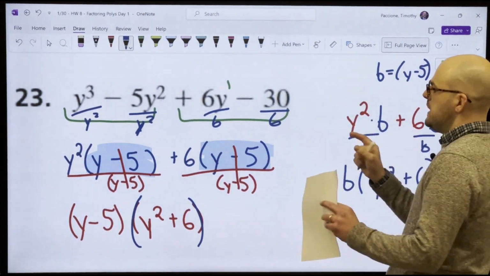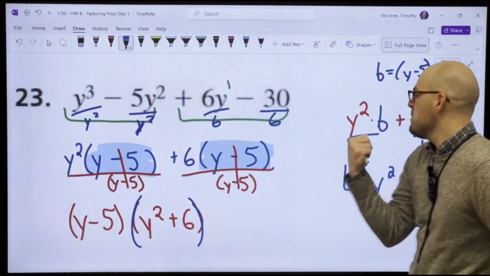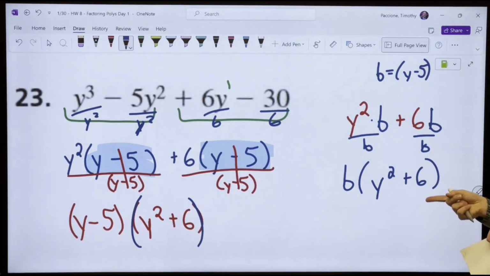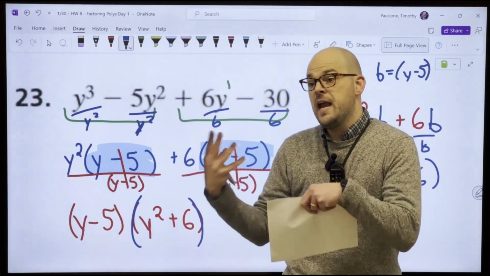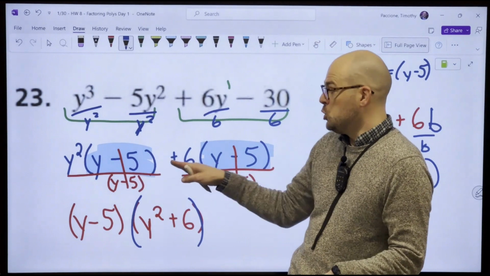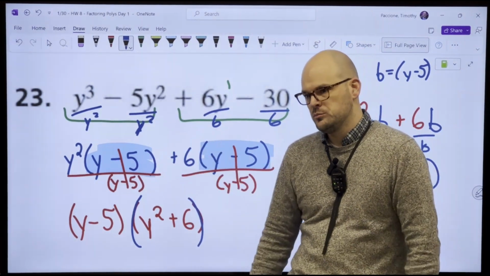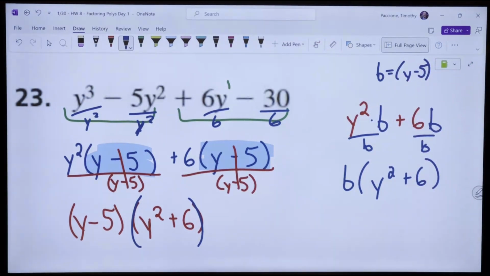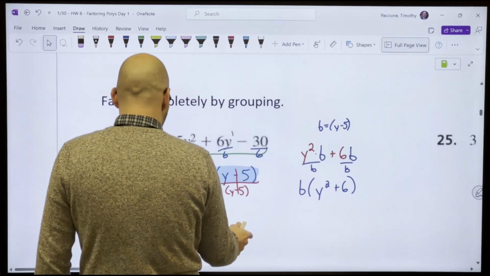This is confusing, so I took out the y minus 5 and I put a b in its place, and then you could see it, right? But now take the b back out and put y minus 5 in, and it's the same concept. It just looks crazier because your GCF is a whole binomial. Okay? All right. Any other questions? All right, there's your grouping example. Okay? Now we'll go to the back.